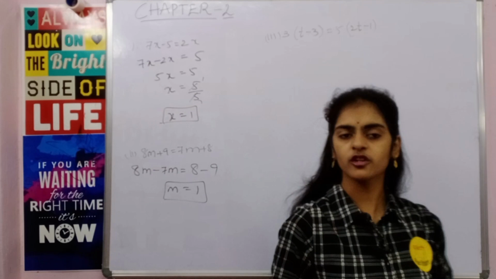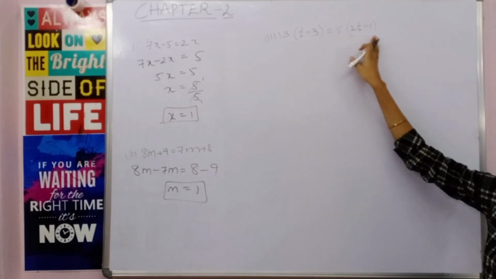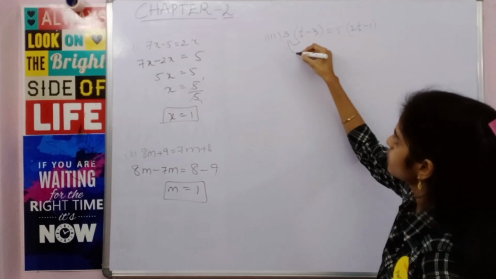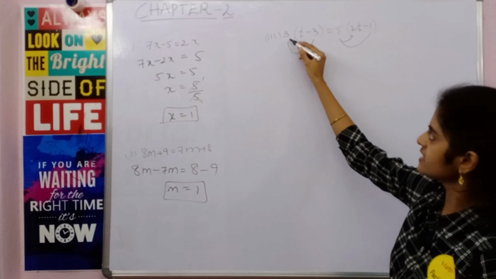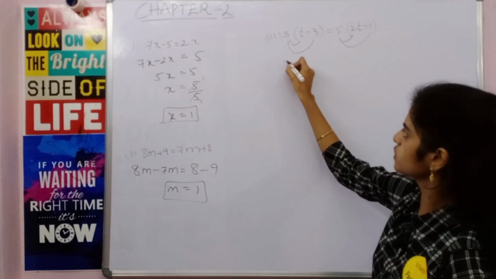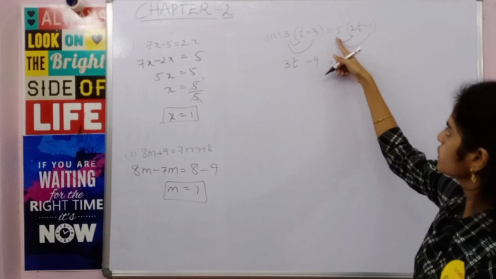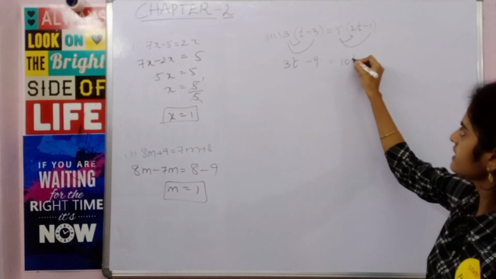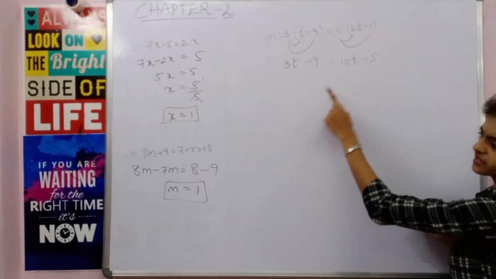Now moving on to the next one, here you have 3 into t minus 3 equal to 5 into 2t minus 1. Let us distribute this, okay? Firstly, we will solve each of LHS and RHS, clear? So here distributing, it is nothing but 3 into t is 3t, minus 3 3s are 9, equal to 5 2ts are 10t, minus 5 into 1 is 5. Clear? Now it is of the same form.